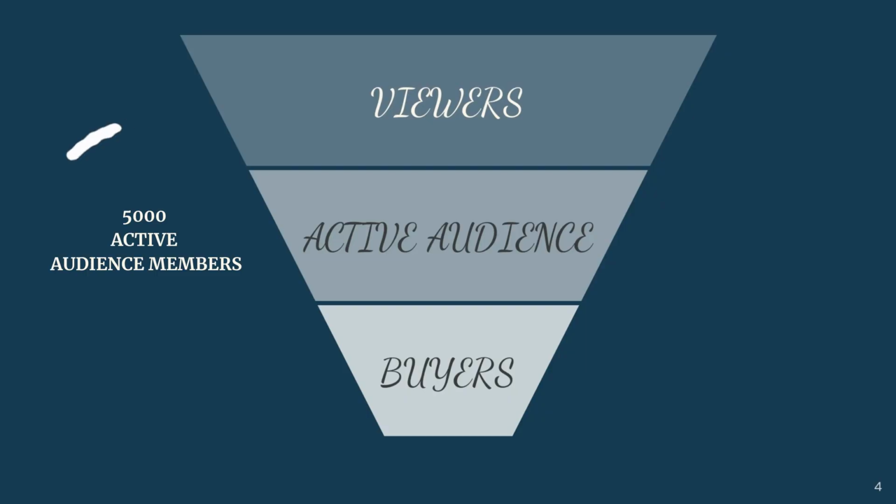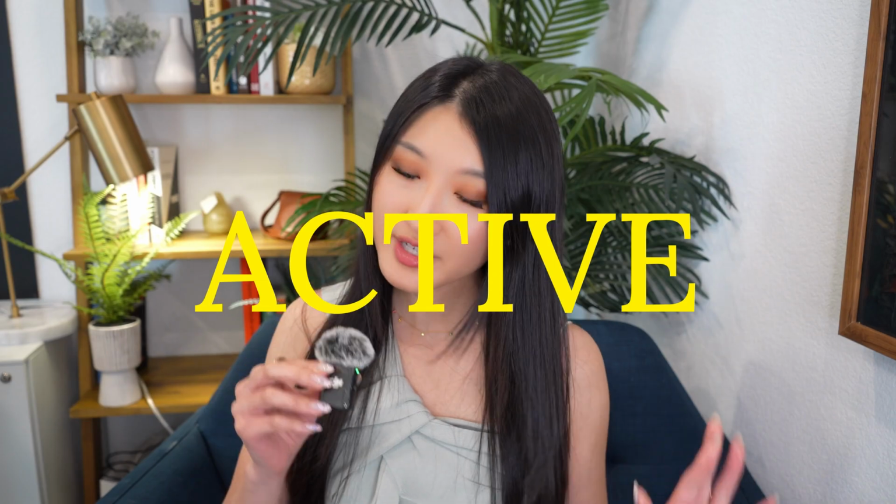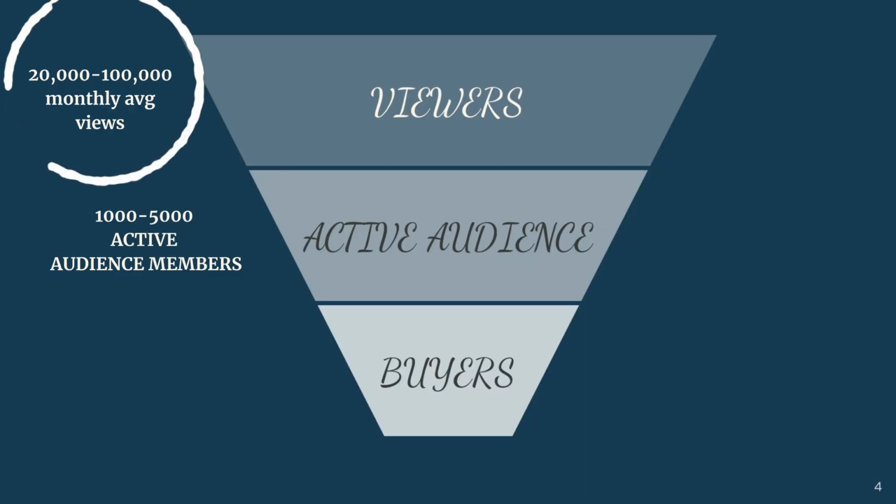Let's do some math together. To make the hybrid monetization model work sustainably long term, to start, you would need at least 1,000 to 5,000 active audience members. Keyword here is active. Sometimes just having followers or subscribers does not equate to active. It means people who really are fans of yours, who are watching you regularly, which probably equates roughly to 20,000 to 100,000 monthly average views.